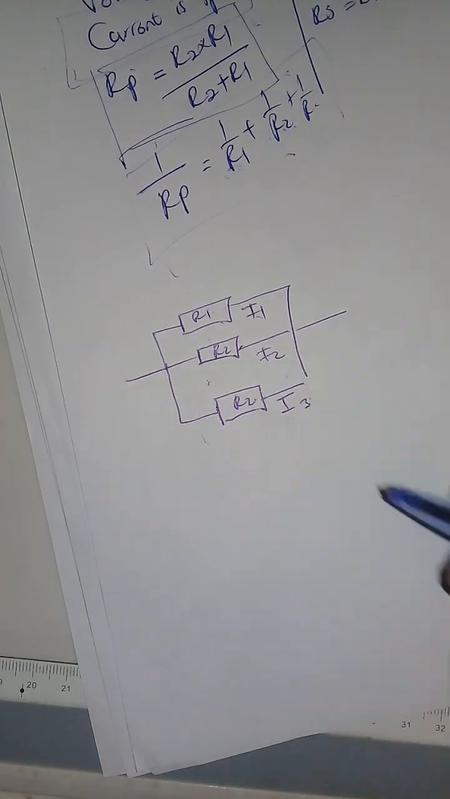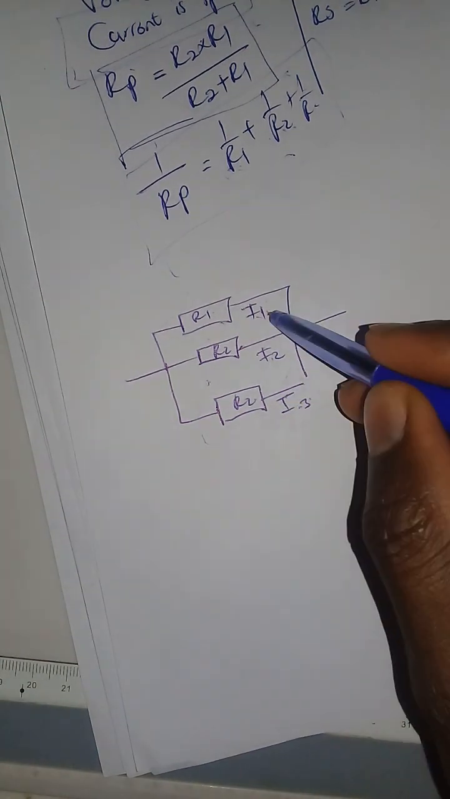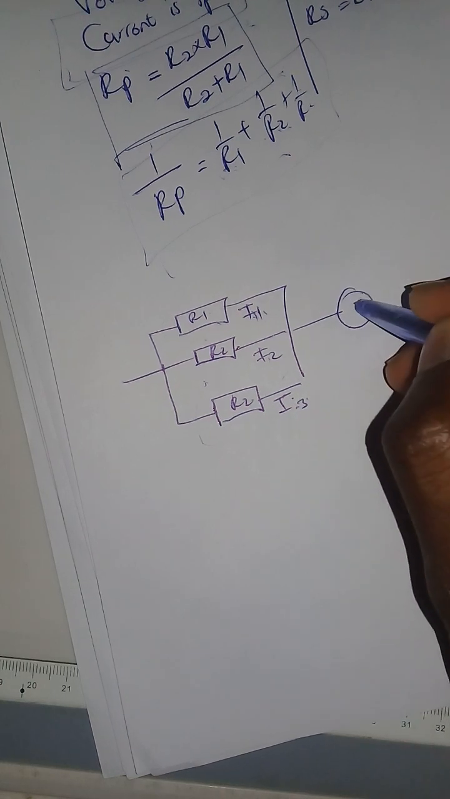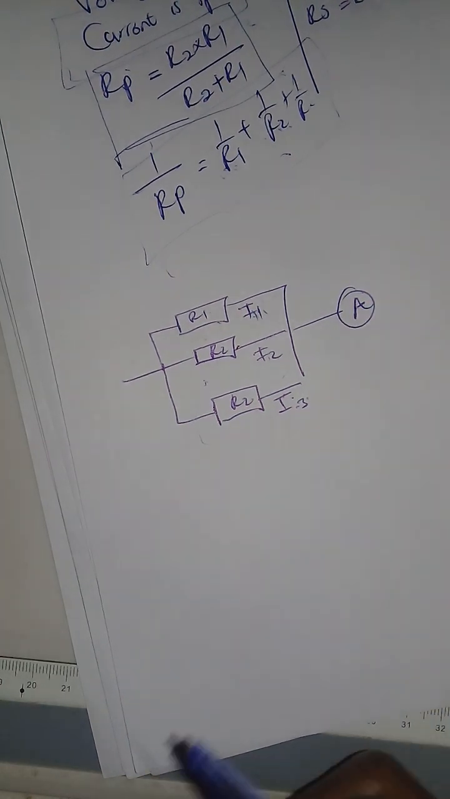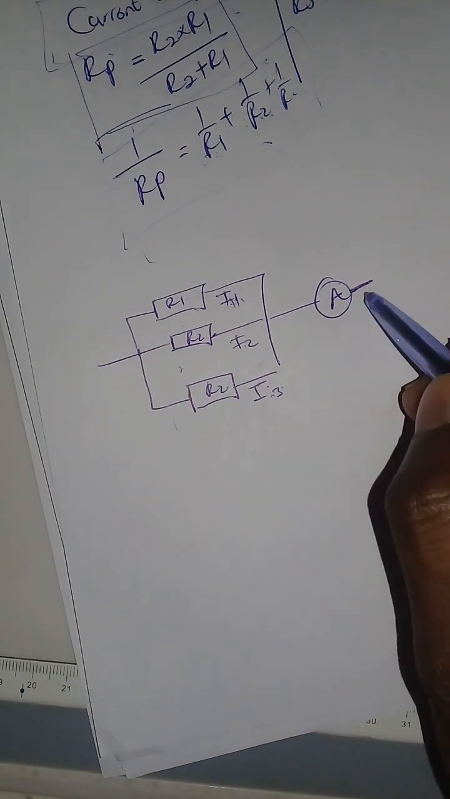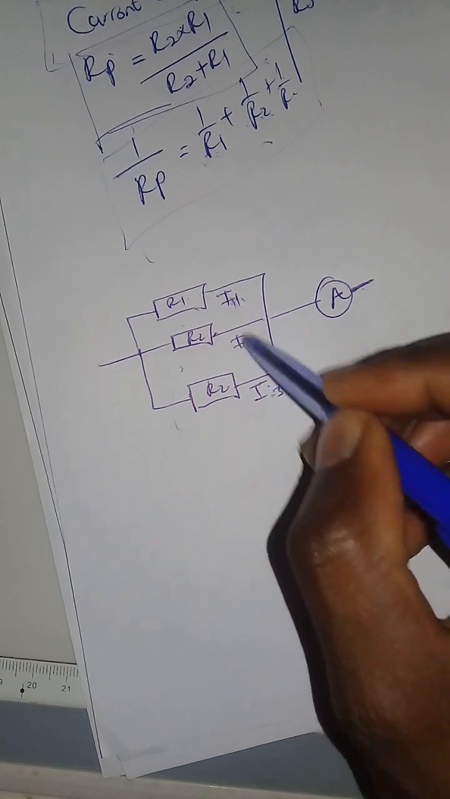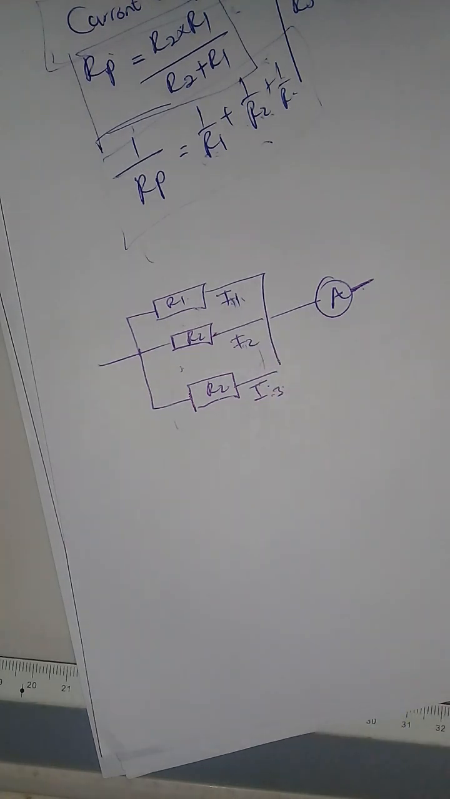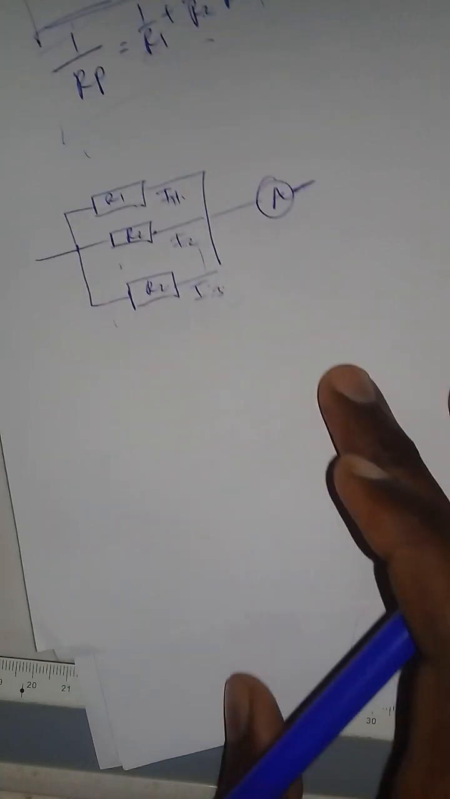right? So these three currents, if you add them, they are supposed to give you the exact same value as the ammeter reading. Now that means that when you add all of these, they are supposed to give you the total current within the circuit. If their values aren't the same, then it means your calculation is wrong. That's something that you need to take into account.